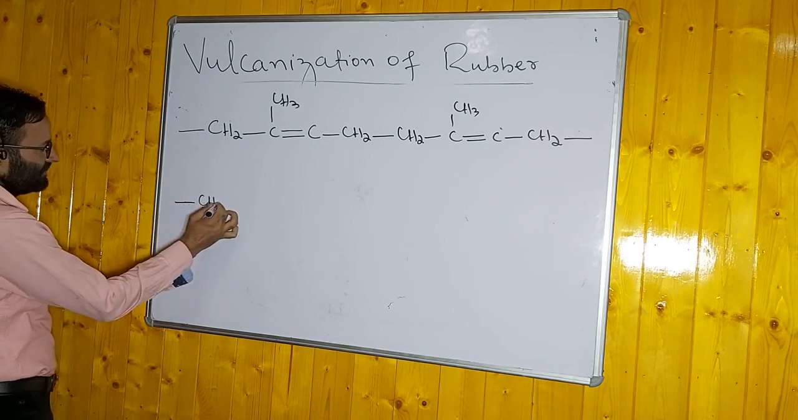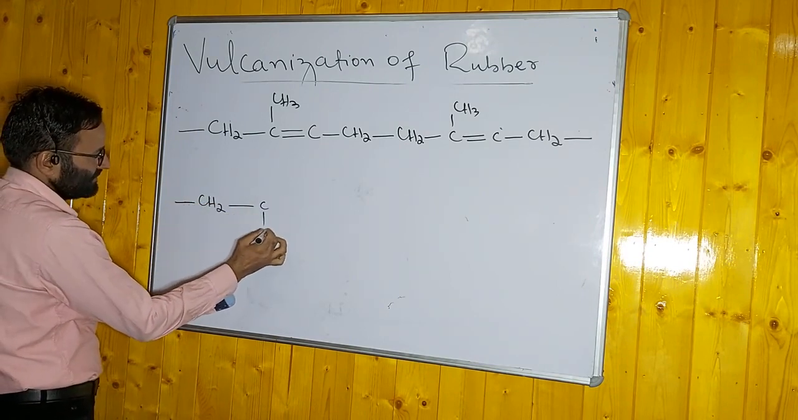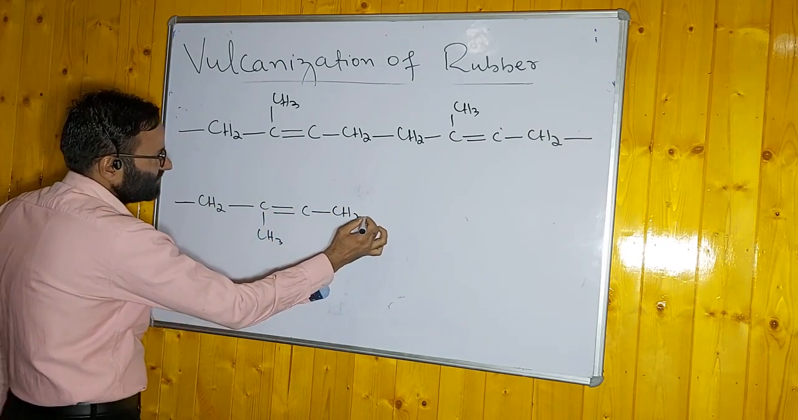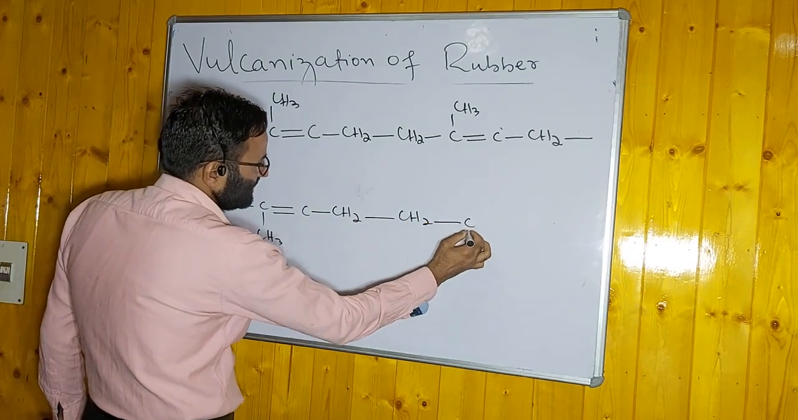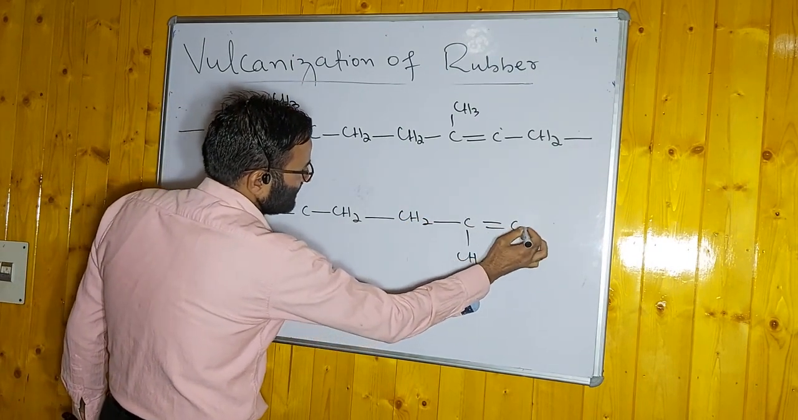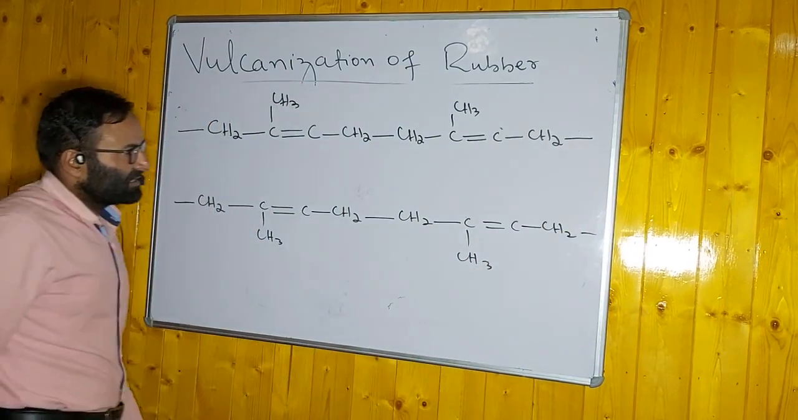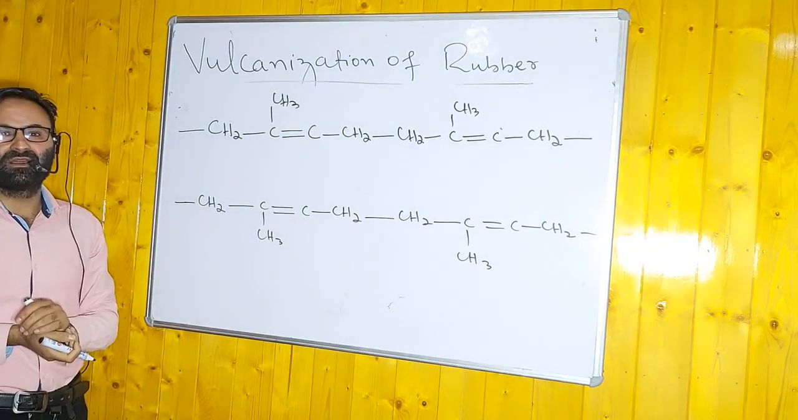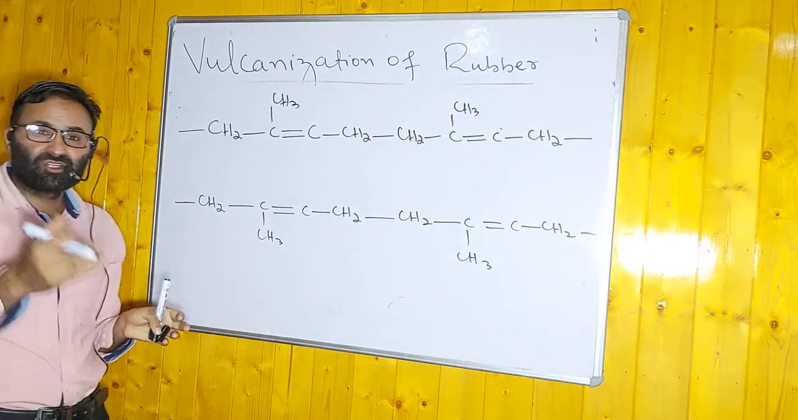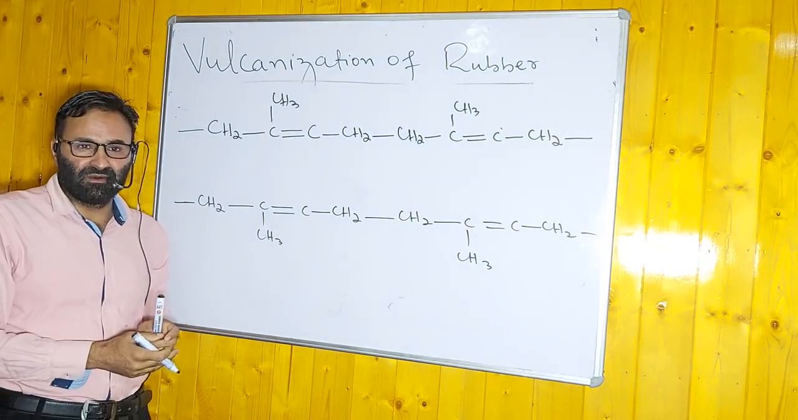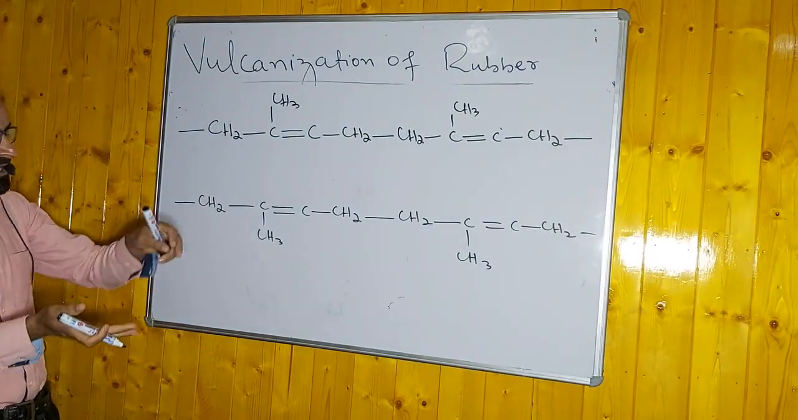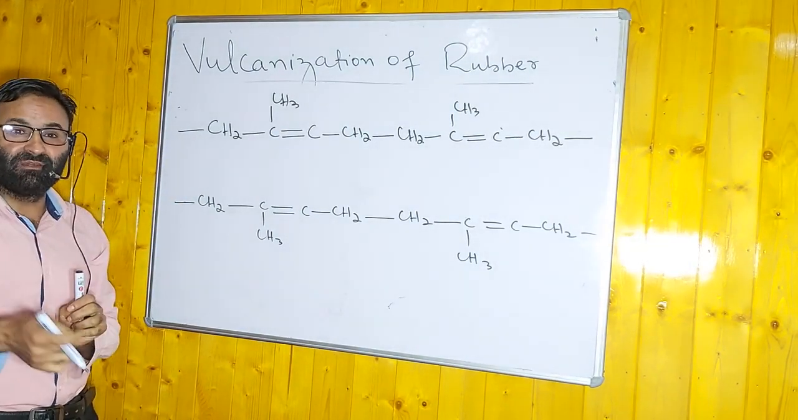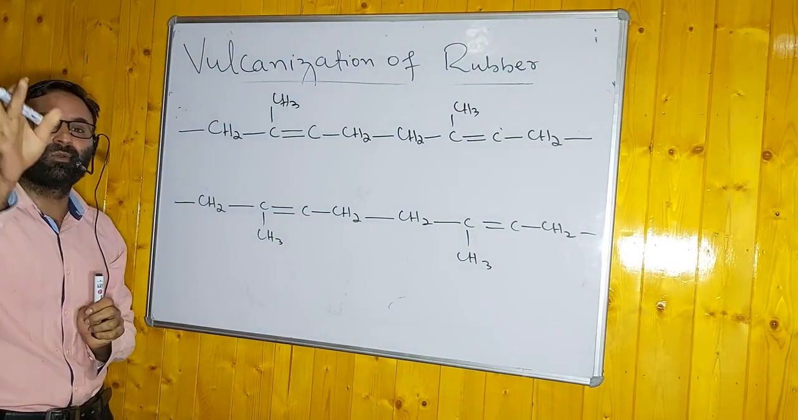CH2, C, CH3, double bond C, CH2. CH2, CH3, double bond C, CH2. This is one polymeric chain in the case of natural rubber, and this is another. What happens during the vulcanization? When you heat the natural rubber with sulfur or sulfur compound in presence of zinc oxide, sulfur bridges are formed, cross-linking takes place. You get a cross-linked polymer, and that cross-linked polymer is known as vulcanized rubber.